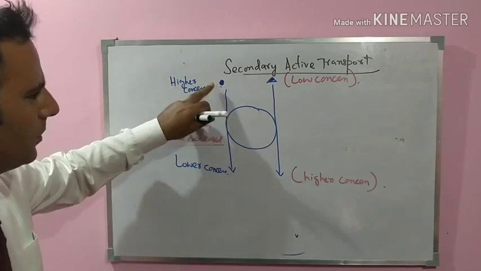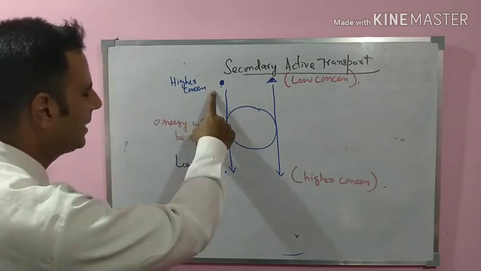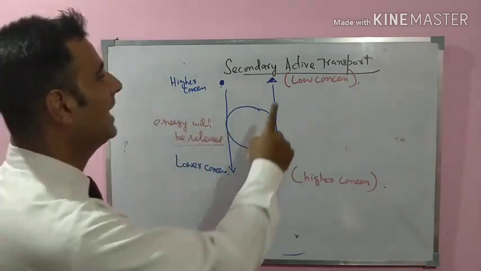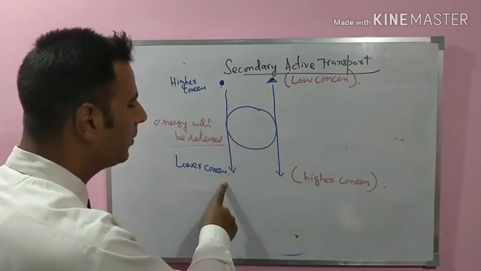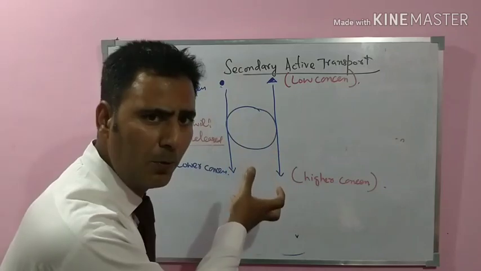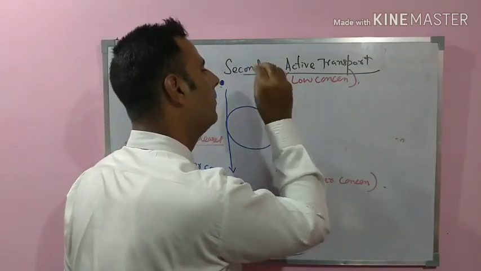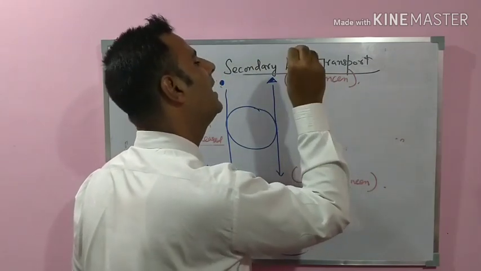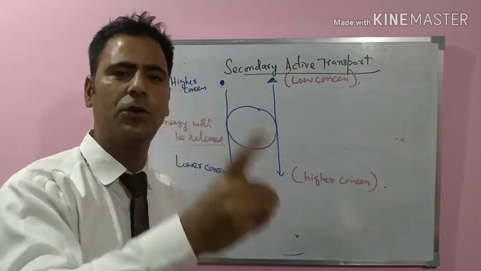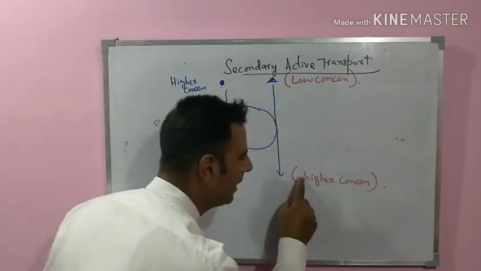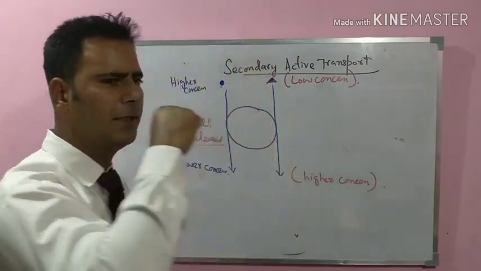Here it involves co-transport, involves two substances, and one substance has to follow the concentration gradient. The second substance does not have to follow the concentration gradient. One substance will follow the concentration gradient, releasing some amount of energy. This energy will be utilized for moving another substance from an area of low concentration to the area of higher concentration, or we can say against the concentration gradient, maybe in the same direction or in the opposite direction. If it is the same direction, it is symport. If it is the opposite direction, it is antiport.